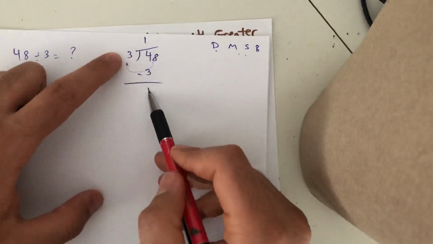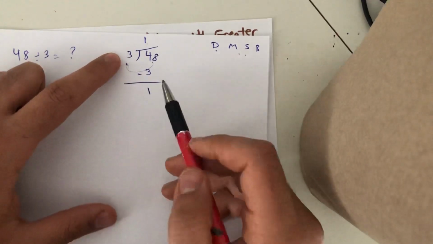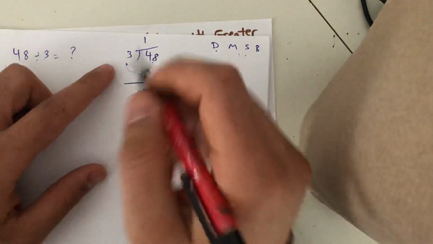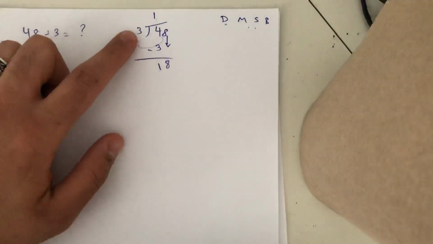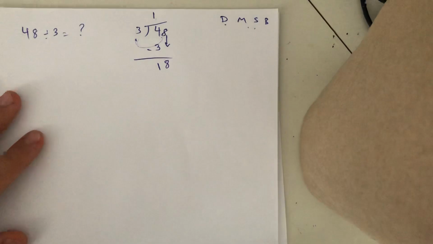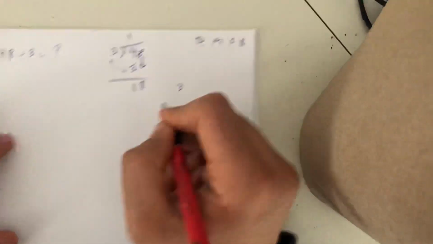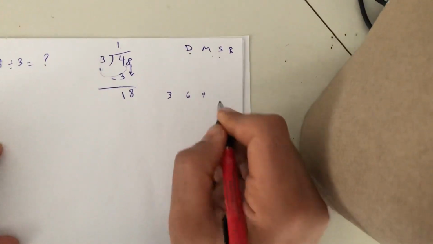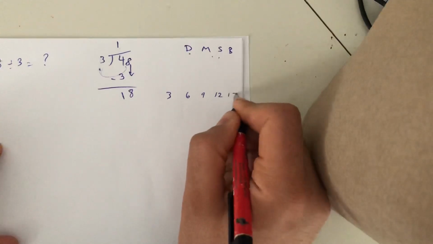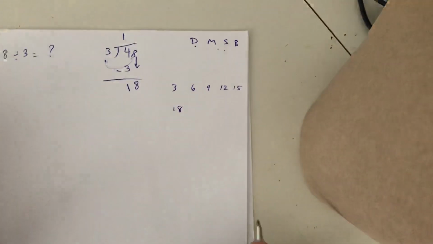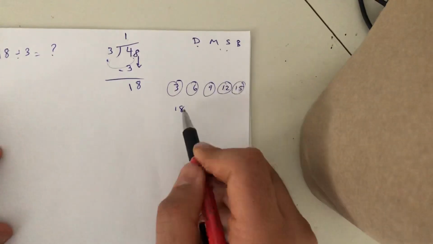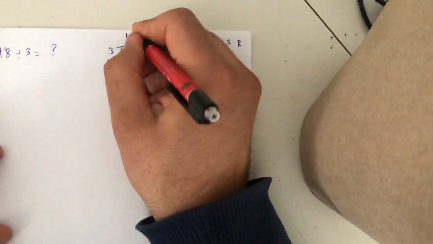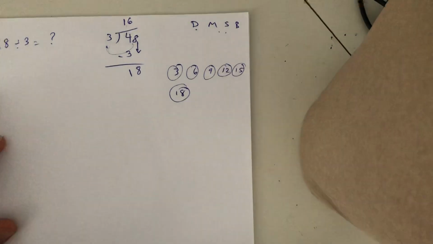Now, can I say how many times does 3 go into 1? It will not happen because 3 is a bigger number, so I must bring down the 8. How many times can 3 go into 18? Let me see. 3, 6, 9, 12, 15, 18. It goes into it 1, 2, 3, 4, 5, 6 times. So I put the 6 up there.